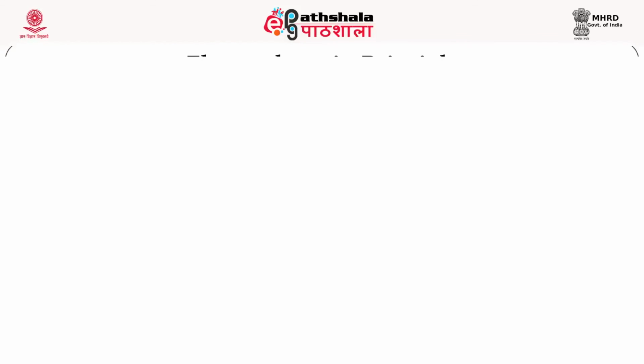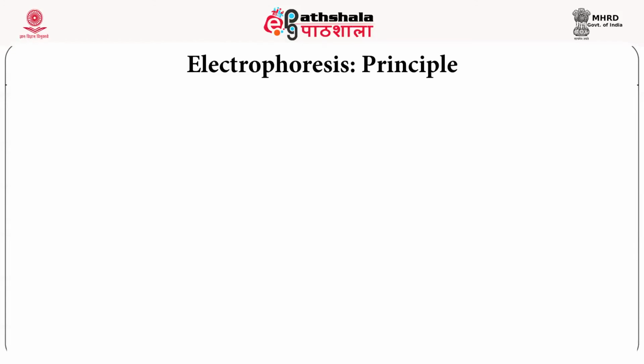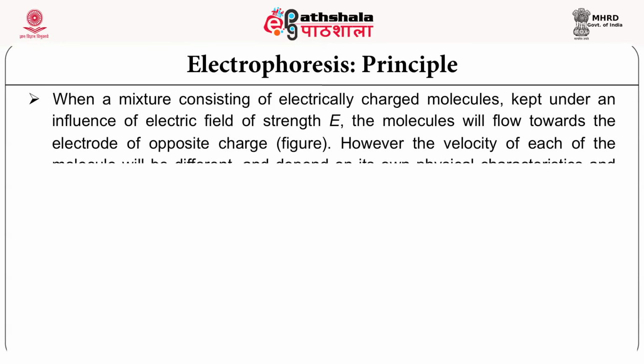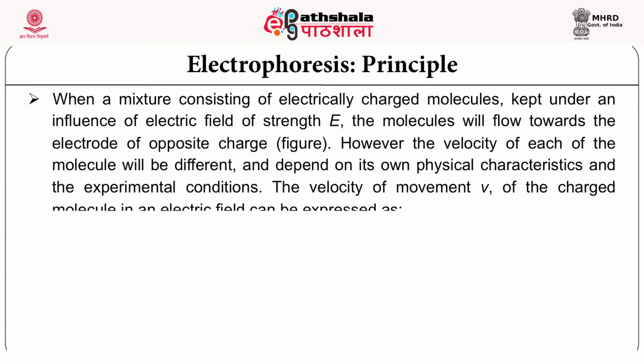So, what is the principle on which electrophoresis works? When a mixture consisting of electrically charged molecules is kept under the influence of an electric field of strength E, the molecules will flow towards the electrode of opposite charge, as was shown earlier in the figure. However, the velocity of each molecule will be different because of the negative and positive charges, and depends on its own physical characteristics and the experimental conditions.